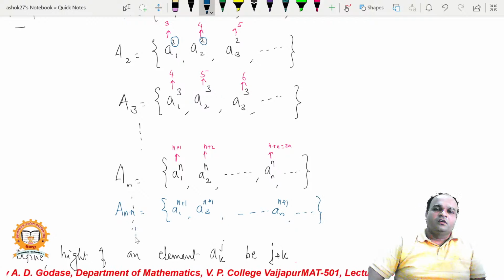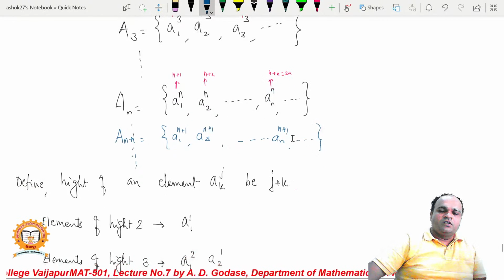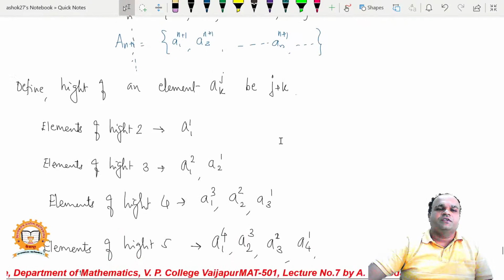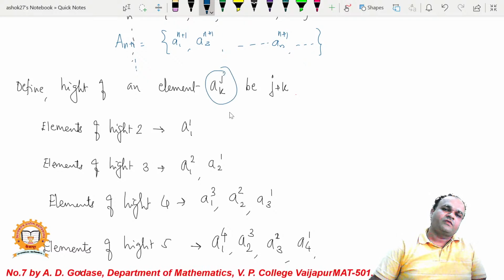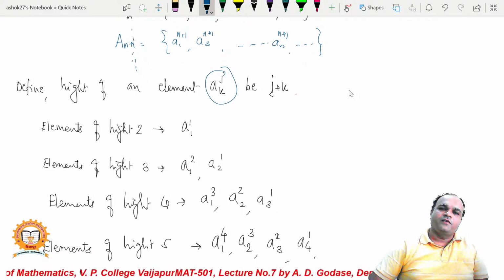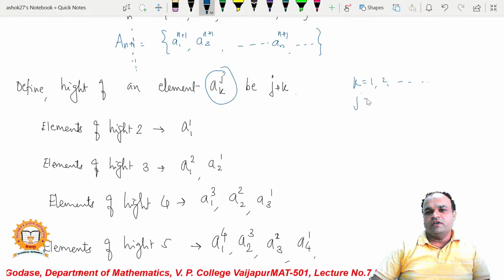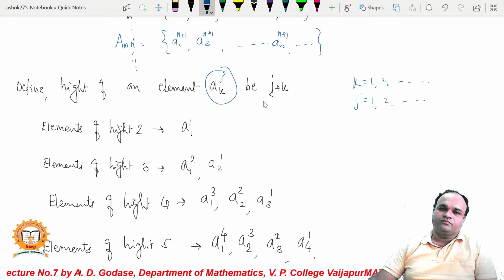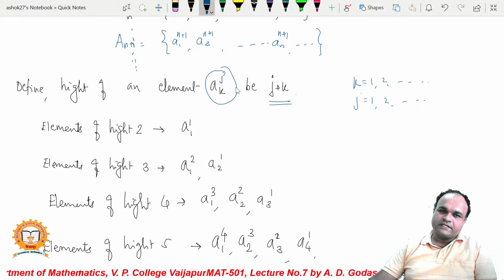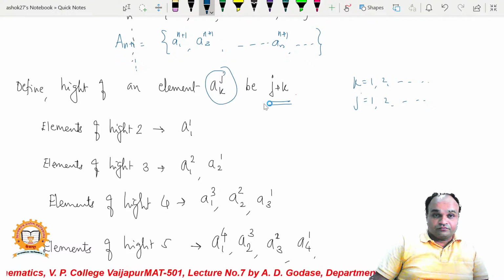So there are infinite number of countable sets. Actually what we have to prove? We have to prove their union is countable. Let us see. So next we define the height of each element a_j^k. What is k and what is j? Here k varies from 1 up to infinity and j also varies from 1 up to infinity. So what is the height of an element a_j^k? We define it by j plus k. We are just adding the suffix and super suffix. So the addition of suffix and super suffix will be the height of a_j^k.